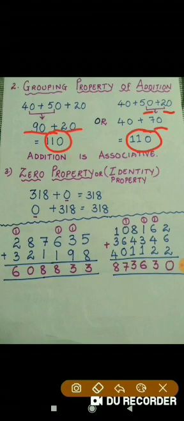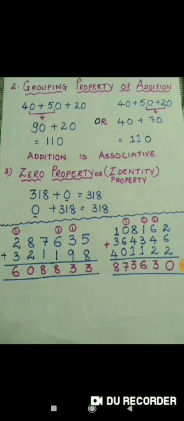Third property is the zero property or the identity property, which implies that if we add a number and 0, or 0 is added to any number, the sum will be the number itself. Let us take the number 318 and 0. When we add 0 to 318, the sum is 318 only. So, zero property is also known as identity property. Hope you all must have understood the properties of addition.